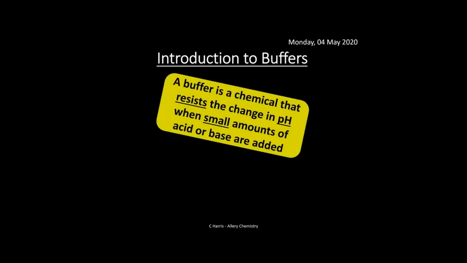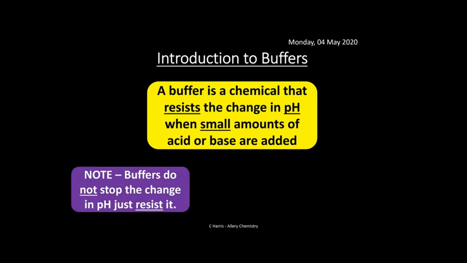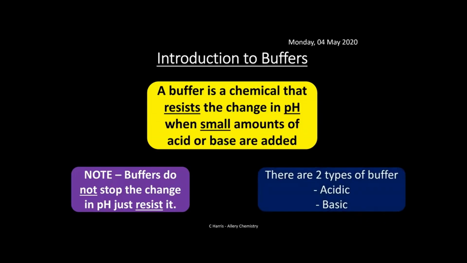This is the last section of this topic, which is the introduction to buffers. A buffer is a chemical that resists the change in pH when small amounts of acid or base are added. It doesn't stop the change, it just resists it. That's really important. There are two types of buffers: an acidic buffer and a basic buffer, and we need to understand both.